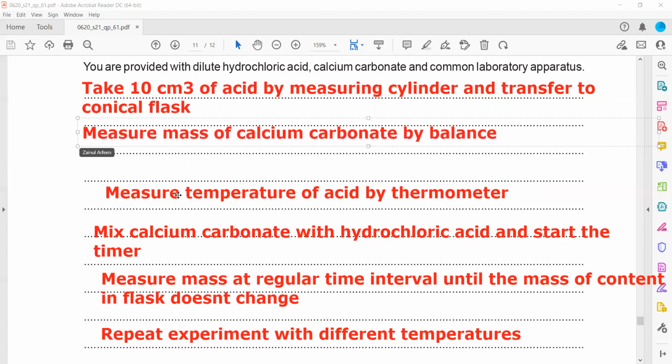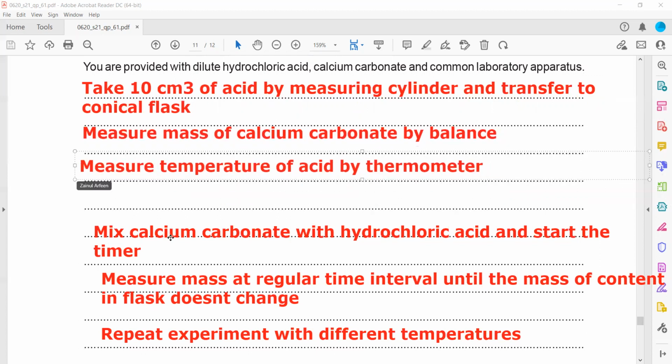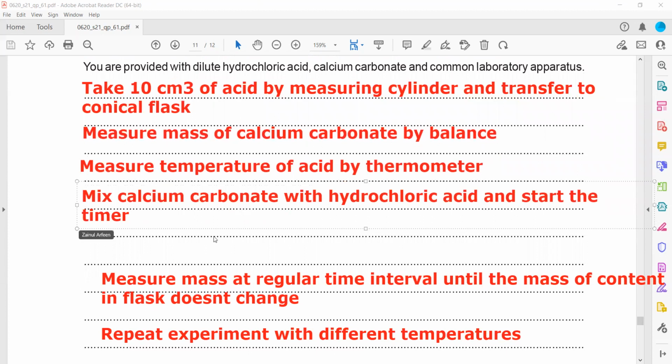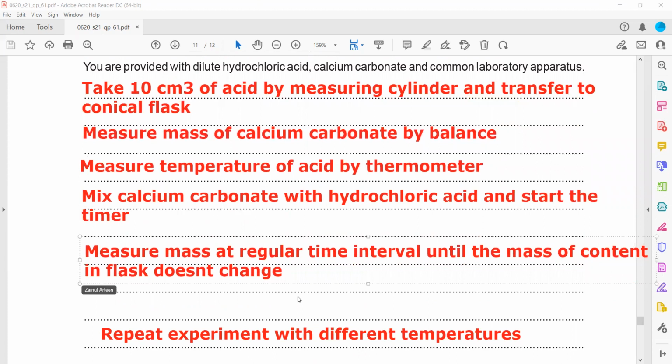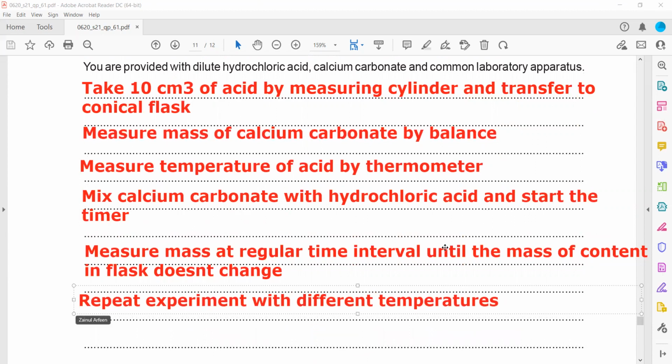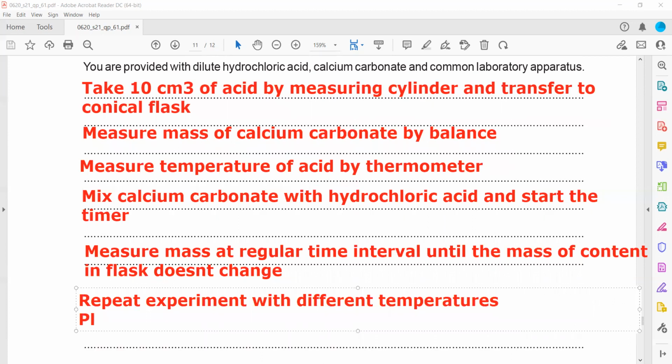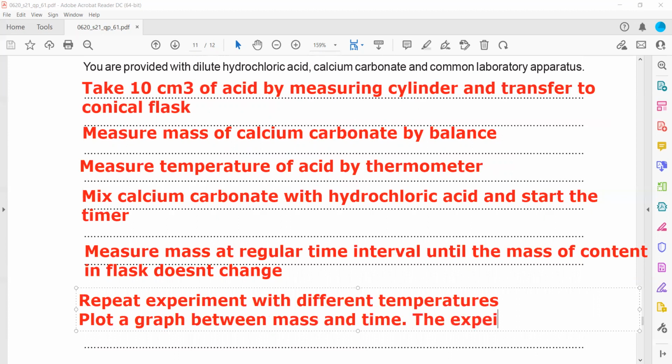And then how do we conclude this? We will plot a graph between mass and time, and the experiment which shows a steeper slope is the fastest. We don't have to plot the graph, we just have to mention how we reach the conclusion for the experiment, how we identify which reaction is faster and which is slower.